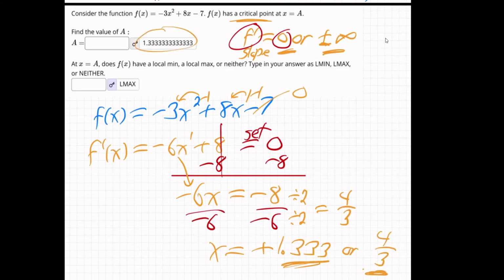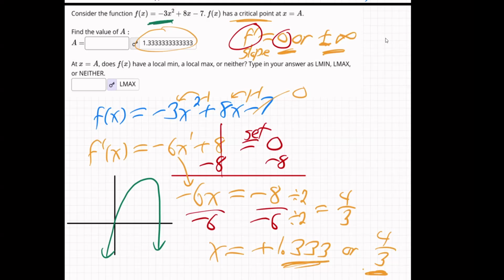So there's that answer. Now, at that spot, is it a local min, a local max, or neither? How do we know? Let me give you two ways you can know. First off, just look at this original function. What kind of graph is that? Notice it's a negative x squared. A negative x squared graph always looks like that, right? It's going down.